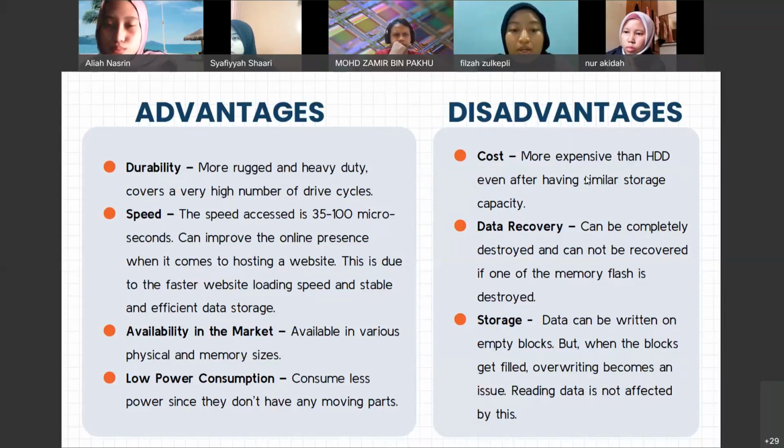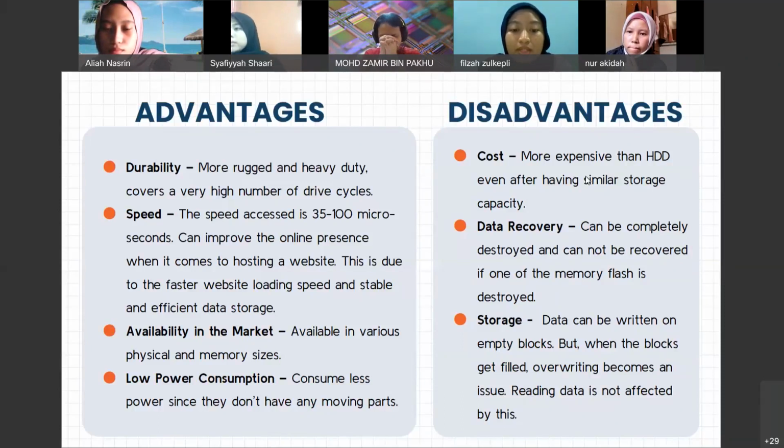SSD can improve the online presence when it comes to hosting a website. This is with a faster website loading speed and efficient data storage. And then another advantage of SSD is availability in the market. SSDs are available in various physical and memory sizes. And then the last one is low power consumption compared to the HDD. SSDs consume less power since they don't have any moving parts.